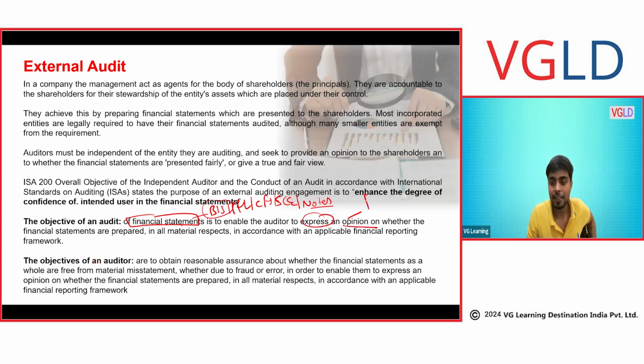Opinion on what? On whether the financial statements prepared by management are correct or not. But prepared in all material aspects. This material aspect and applicable FRF. Let's understand these two points. Material aspect.